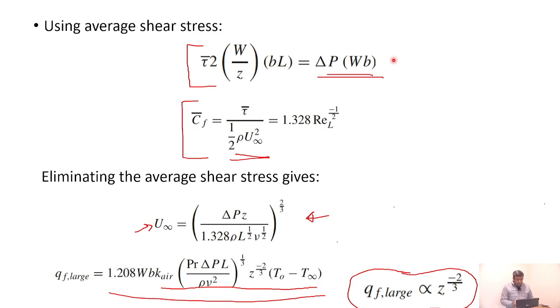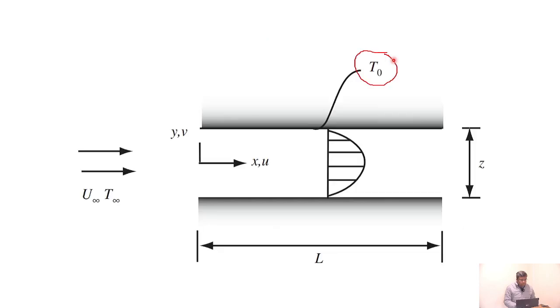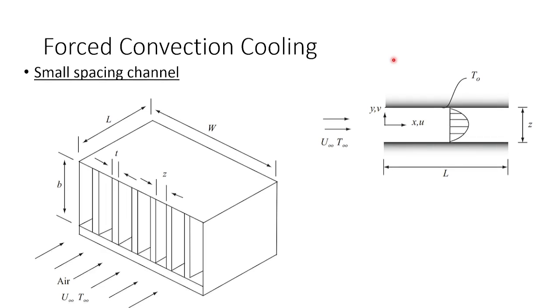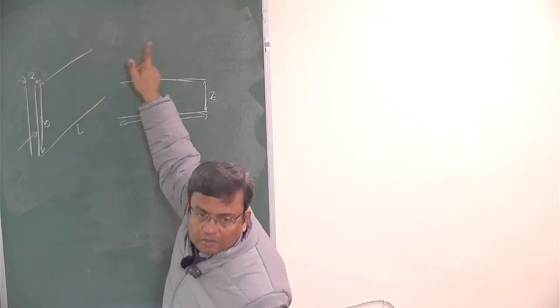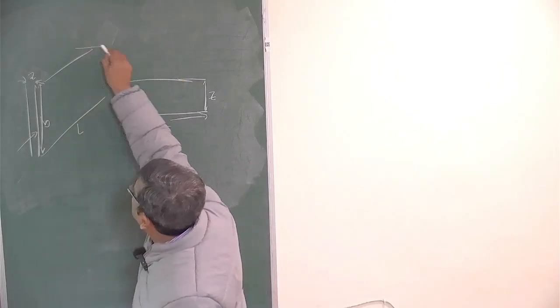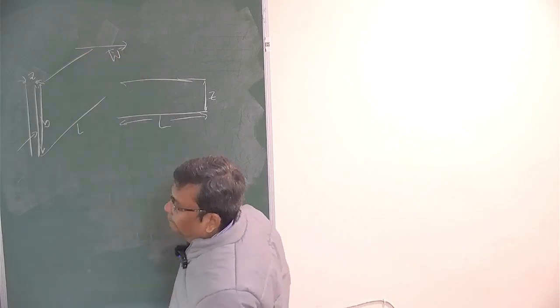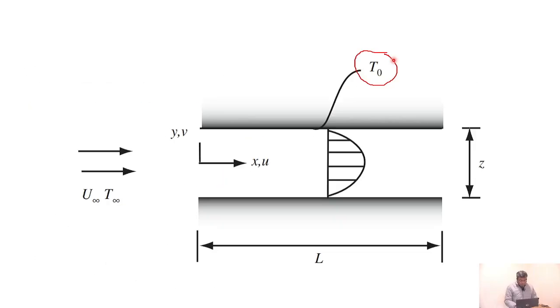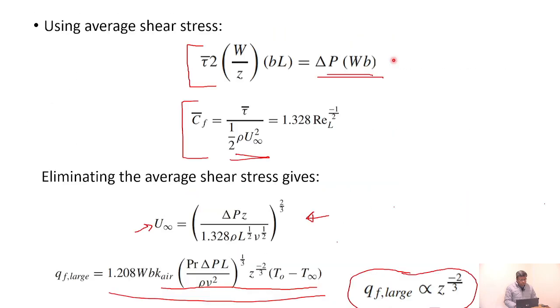Everybody remembers what is W? W is another thing that I did not mark. W will be the width basically. So W is this thing. There are multiple channels obviously. W is this thing. Okay. So again, this one, is it okay?